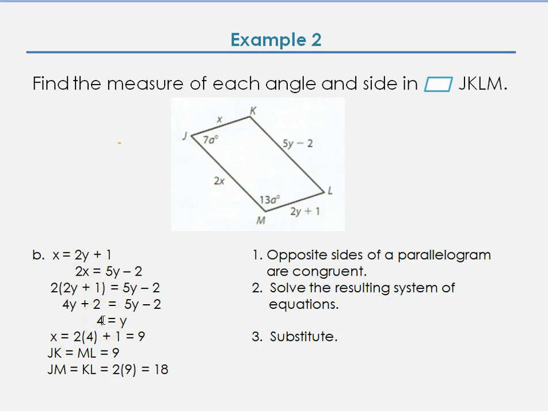Anyhow, we solve for y first. We substitute the answer from y into the system for x, and we end up with the answer 9. x equals 9, y equals 4, and if x equals 9, that means that JK is 9. That means that ML will also be 9, and that JM, which is 2 times x, will be 2 times 9, which is 18. And then LK can also be solved because it's the opposite of JM, and they will be equal. It will also be 18.